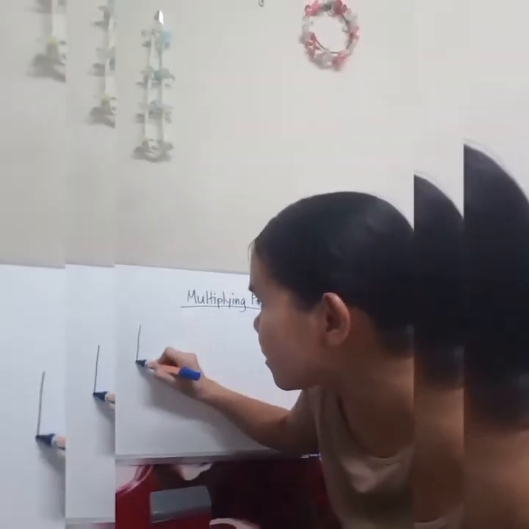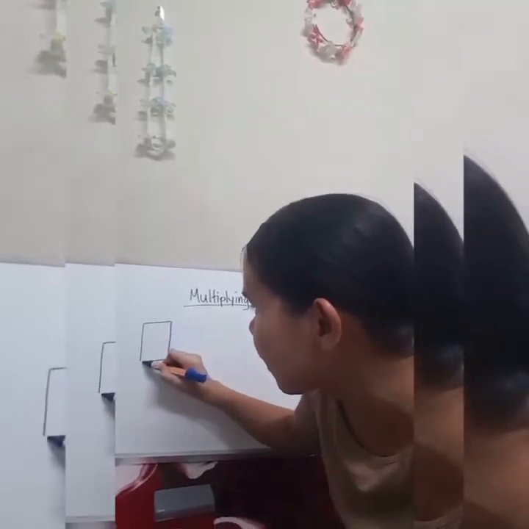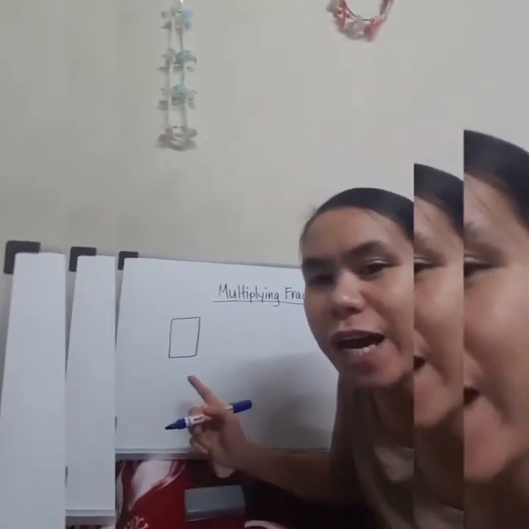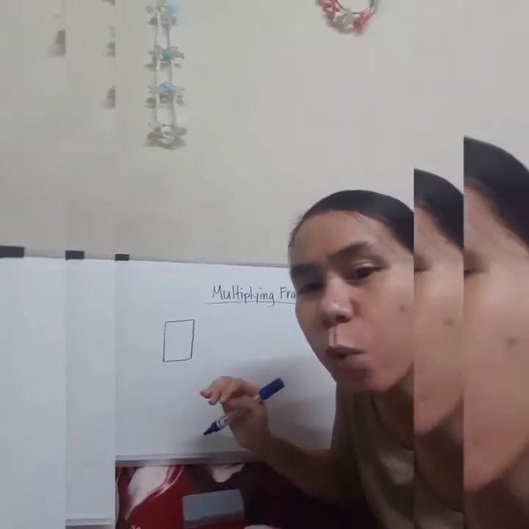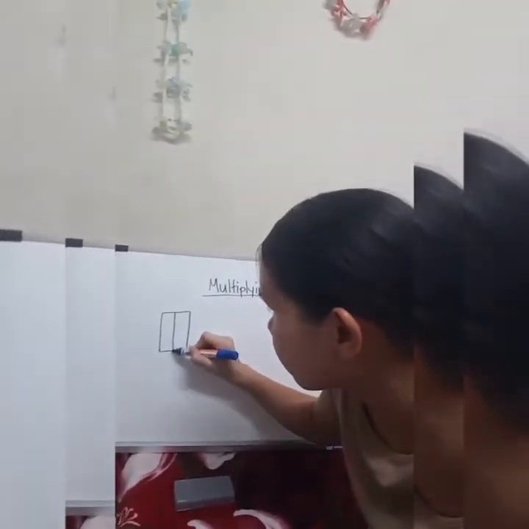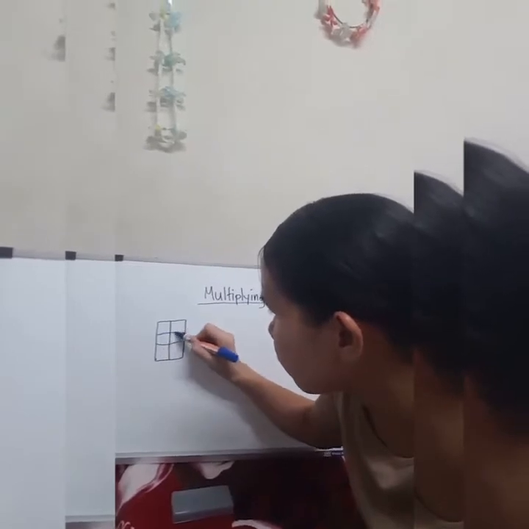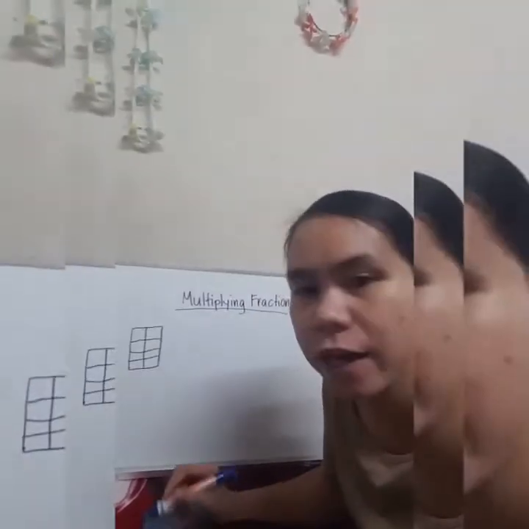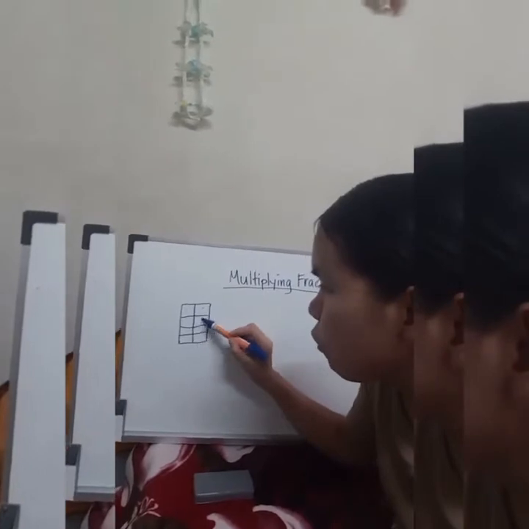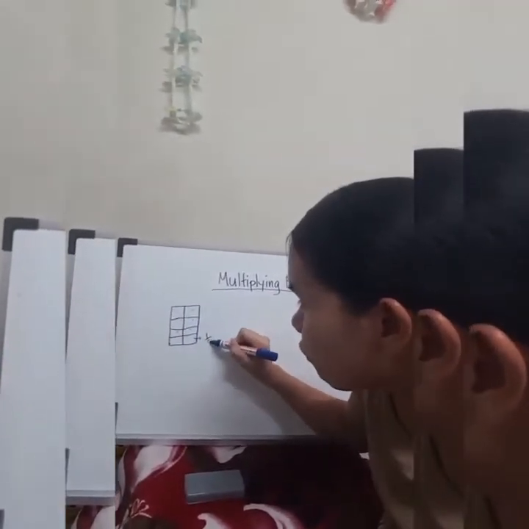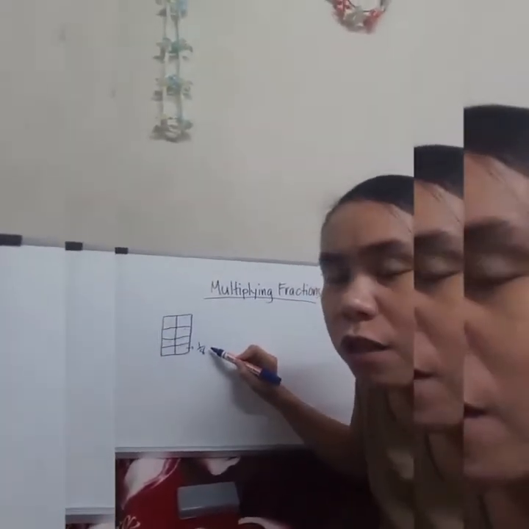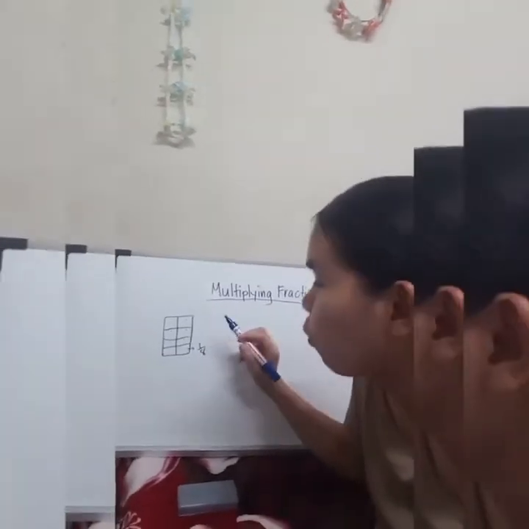Another example, chocolates. Who likes chocolates here? Me. So, for example, this one is a rectangular chocolate. You want to divide this chocolate into 8 equal parts. Okay, here we go. So, 1, 2, 3, 4, 5, 6, 7, 8. This part is 1 out of 8. You know already that they are 8 equal parts. So this is what we call 1/8.